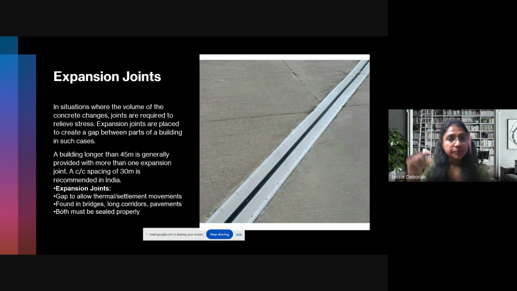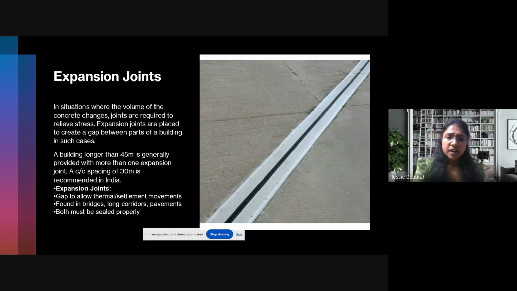So we will give a break. If you are going to lay something continuously, what will happen? Naturally, there is going to be excess stress and there is going to be cracking. So we give an expansion joint here. Okay, so what happens is this creates a gap between different parts of the same building, different parts of the same structure. You would have definitely seen this in your bridges.